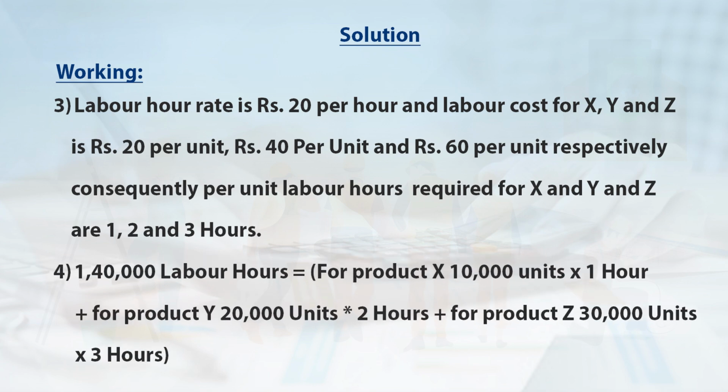Fourth, 1,40,000 labor hours is equal to, for product X 10,000 units into 1 hour, plus for product Y 20,000 units into 2 hours, plus for product Z 30,000 units into 3 hours.